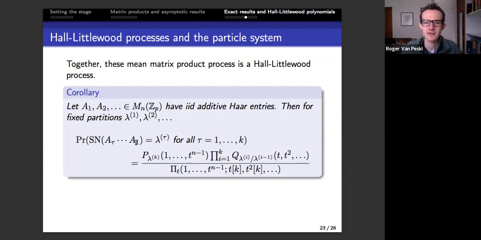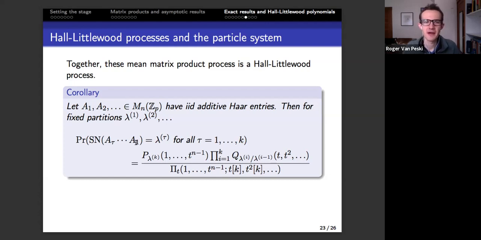And because we have explicit formulas for these Hall-Littlewood polynomials, we can write down explicitly what the transition density is in this Markov chain that you get from multiplying on more matrices. And then if you take this formula and stare at it for long enough, you'll see that it seems to be coming from an interacting particle system like the one that I showed you. And then you just check that this is the case.